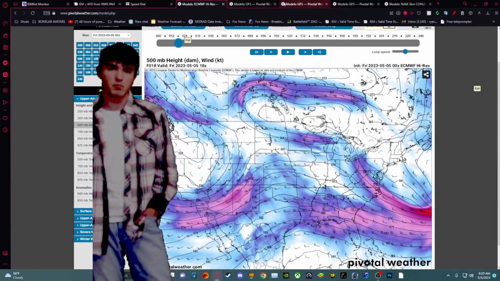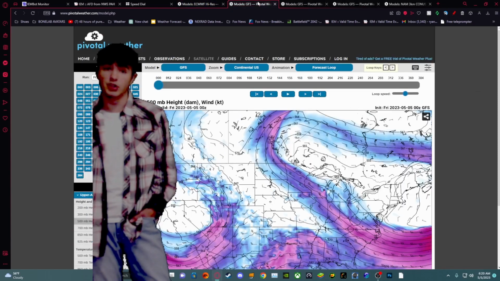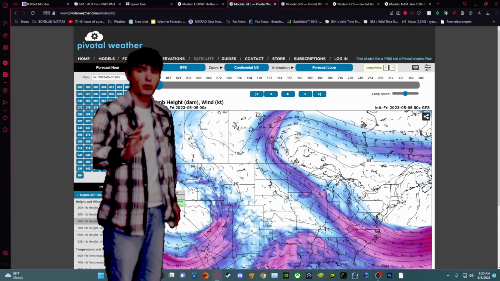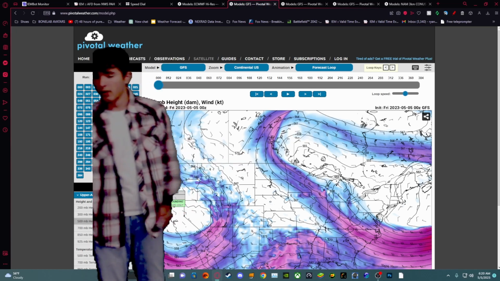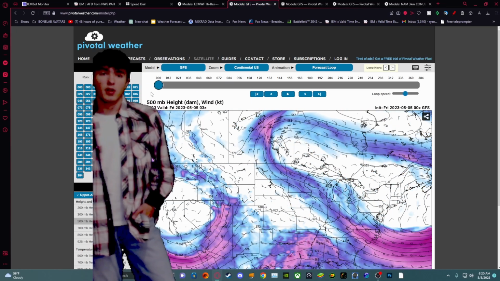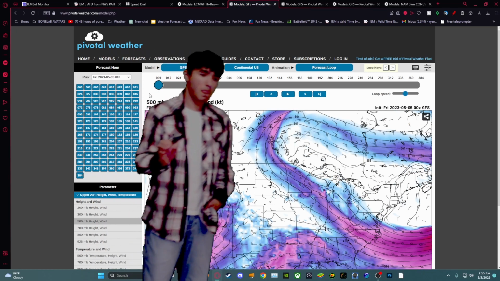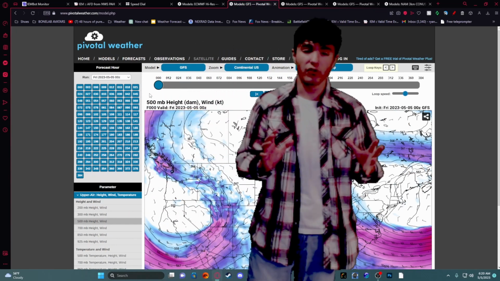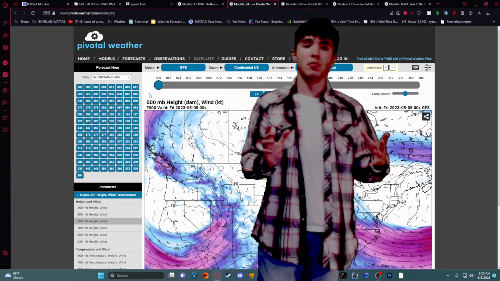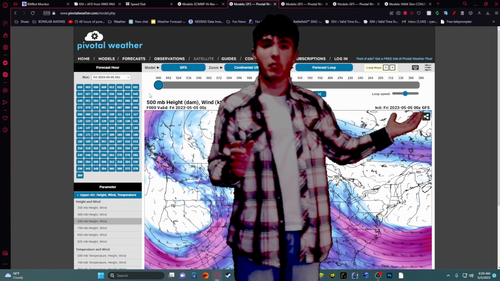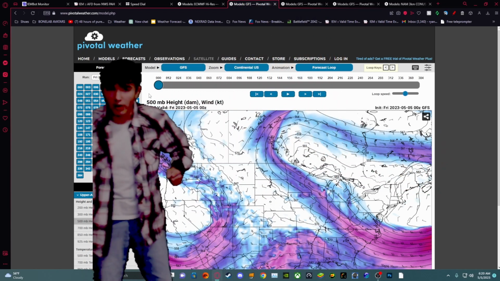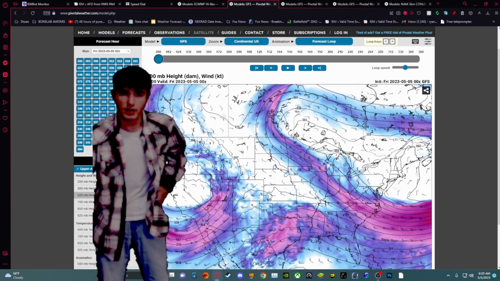The European model is normally more accurate than the GFS model, but the GFS model is American. Obviously, the European model is European. Never would have guessed that one. The GFS normally overstates severe weather. It normally enhances it. It's more drastic, more so than the European model, where it's more tame. But anyway, I don't really use the GFS that much, but I'm just looking at it now.